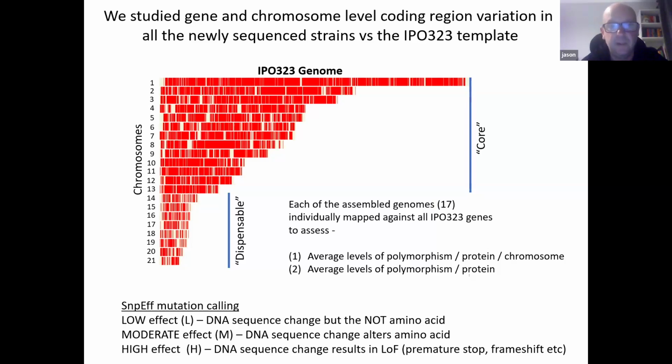So we did this by looking at the mutations we had in each newly sequenced genome versus the IPO323 template, and did a simple SnpEff mutation calling, which gives you 3 outputs for every gene and every mutation, in whether it confers a low effect, i.e. the DNA sequence changes, but the amino acid stays the same, whether there is a moderate effect on the protein, DNA sequence changes, which changes the amino acid, or whether there is a high effect. The DNA sequence change results in a loss of function mutation, such as a premature stop codon, a frame shift, etc. And we just thought we'd have a look what this looked like.